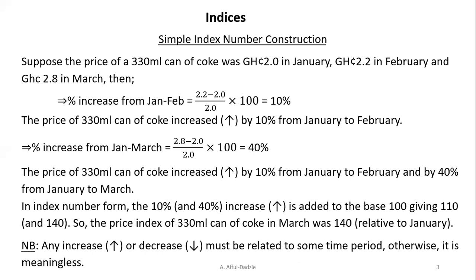Now, oftentimes when these things are told to you in raw numbers or actual values, they do not really make sense. Look at two scenarios. If you went to the market, and maybe you're coming to school at the beginning of the semester, and you buy a cup of sugar for 2 cedis.